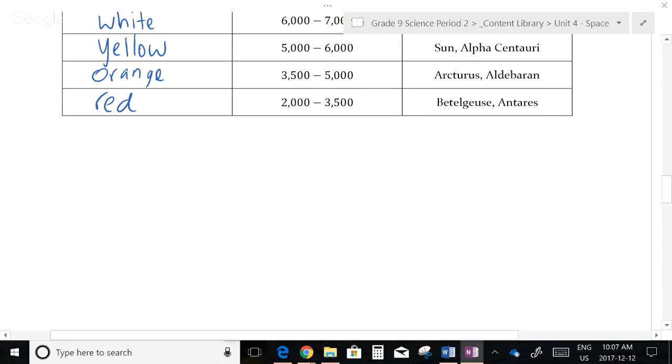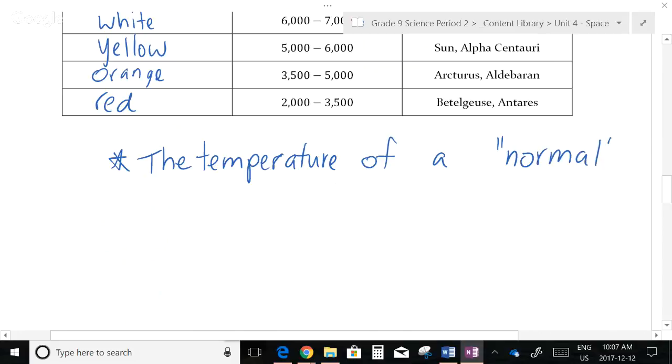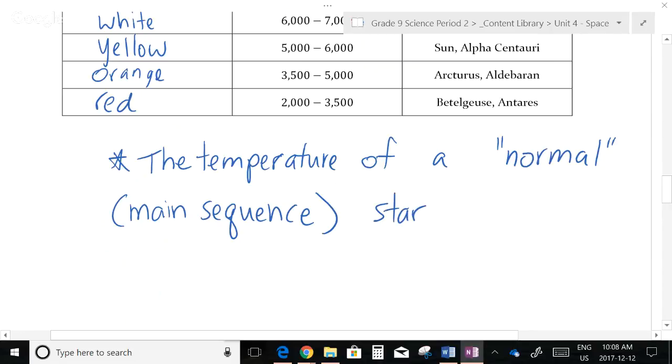But what I want to note is this. The temperature of a star, and I'm going to say normal star. And when I say normal, I mean not a red giant, not a white dwarf. A star in its main cycle. We call these main sequence stars. We're talking about stars before they've become a red giant or a white dwarf, just in the early stage. The temperature of a normal star depends on its mass.